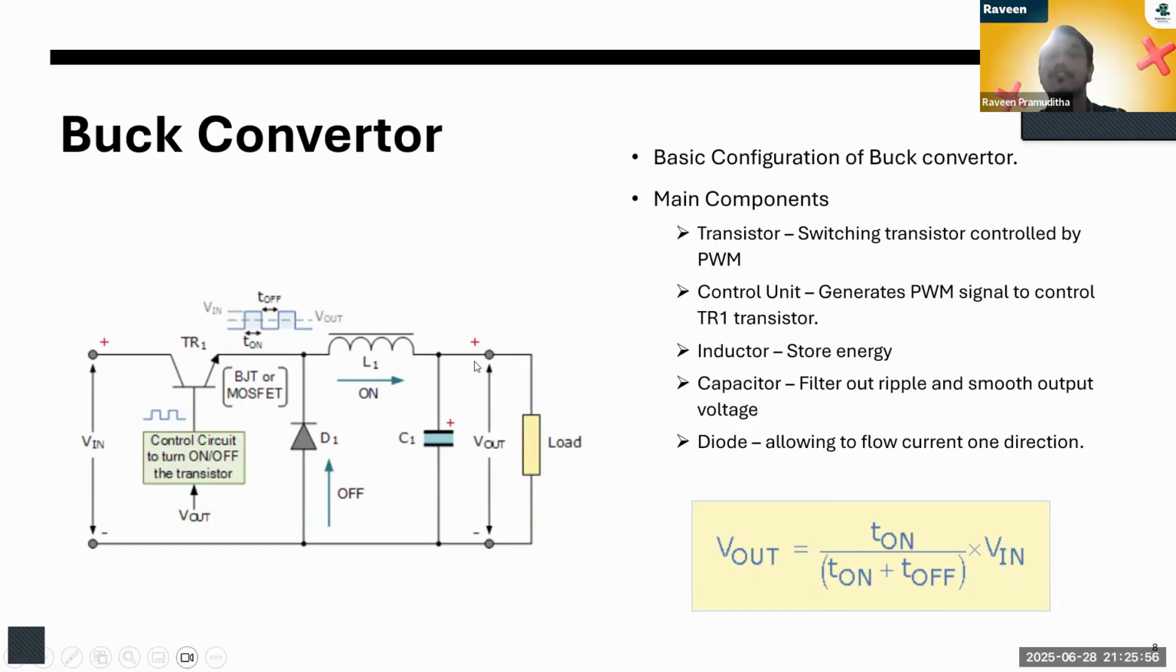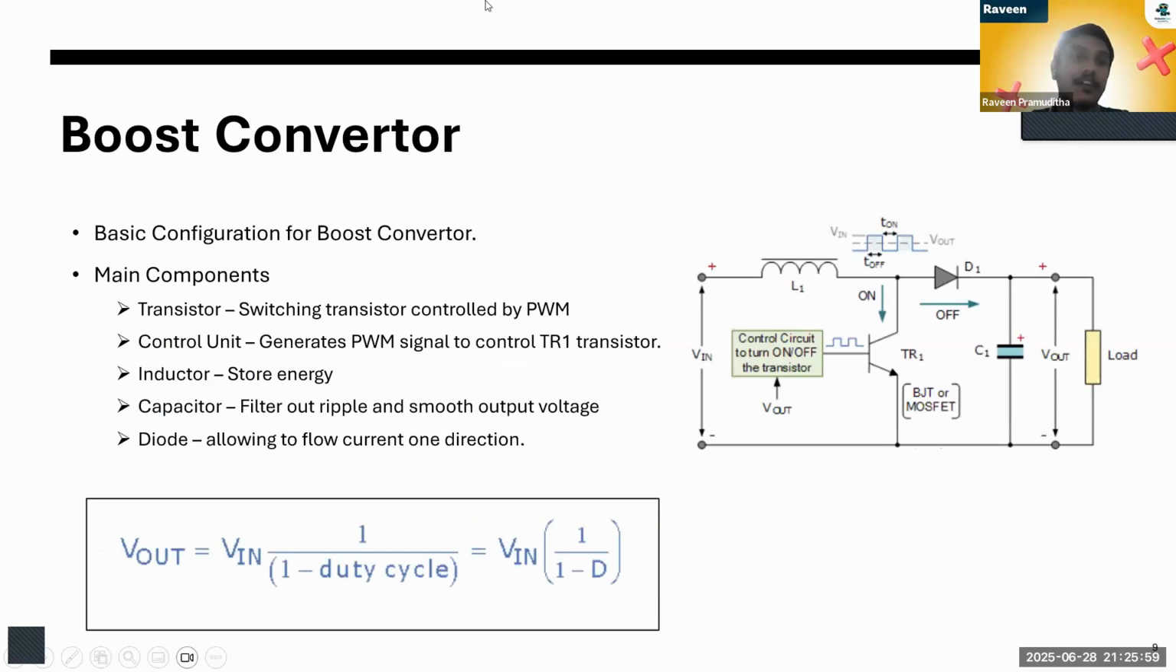Okay. So then I'm going to the boost converter. This boost converter steps up the input voltage, so we can get a higher voltage as the output than the input. The same components are used as in the buck converter, but the configuration is different. In this configuration, the transistor is parallel to the output capacitor. We control this transistor with the PWM signal.